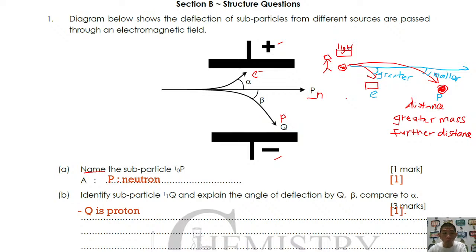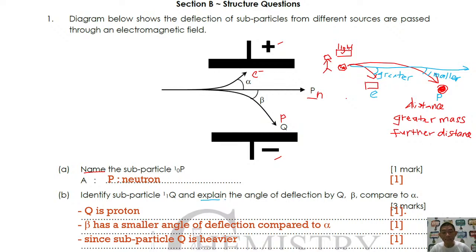Okay. So in here you must explain. The question asks you to explain the angle. So you must, of course, first explain which one gives a greater angle. Either you say beta has a smaller angle or alpha has a greater angle, compared to beta. So it is up to you how you want to describe it. Why? Because the particle is heavier.